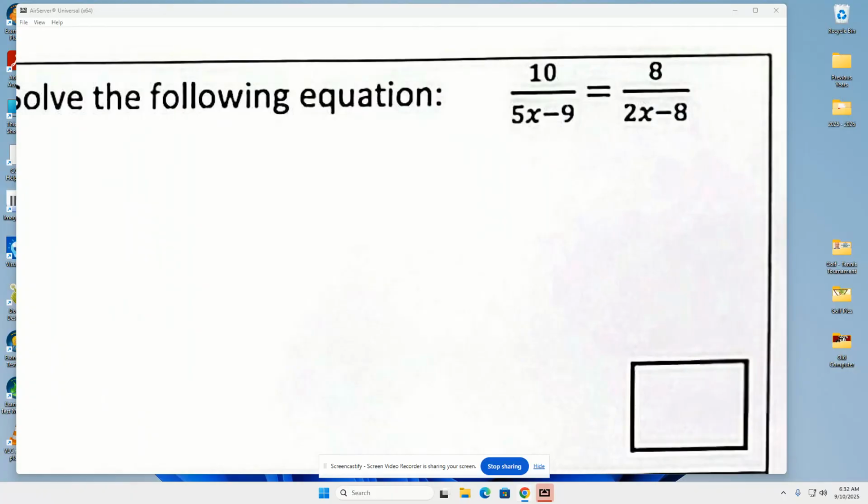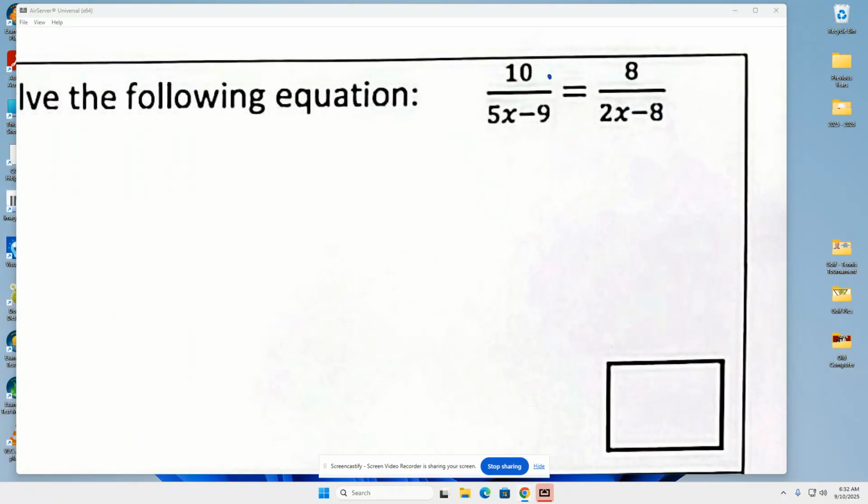Number 16. Remember, you have to cross multiply. So let's start with 10. What's 10 times 2x? 20x. What's 10 times negative 8? Negative 80. Equals. Now I'm going to cross multiply with the 8. What's 8 times 5x? 40x. What's 8 times negative 9? Negative 72.